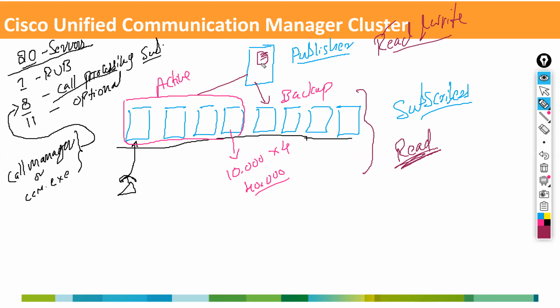If the subscriber goes down, then it affects, because phones are registered on the subscriber. So for the subscriber, we again have a backup. We have active and backup. My phone is registered in the active server. If the active goes down, the backup comes in. If both active and backup go down, then it affects.